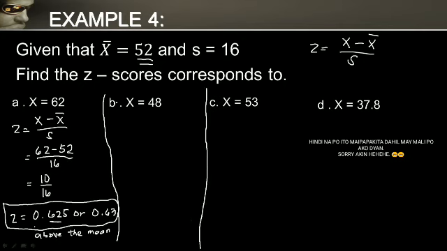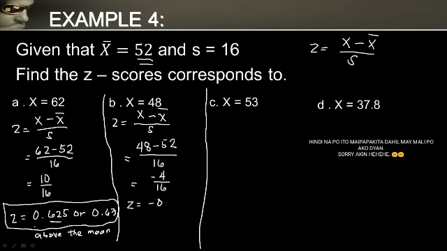Now for letter B, which is 48. Given that z is x minus the mean, all over the sample standard deviation. Now, given your raw score of 48, subtract 52, all over 16. So, 48 minus 52, what is the answer? Very good, negative 4. Excellent. Then, now divide negative 4 by 16. So, that is negative 0.25.